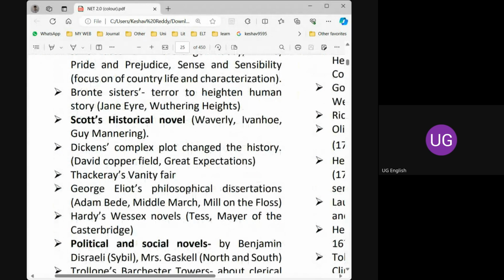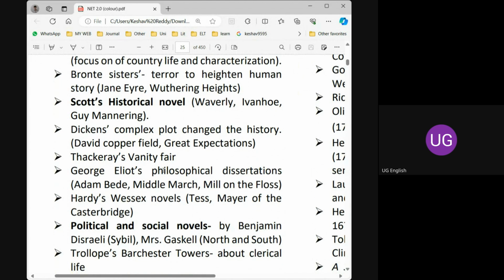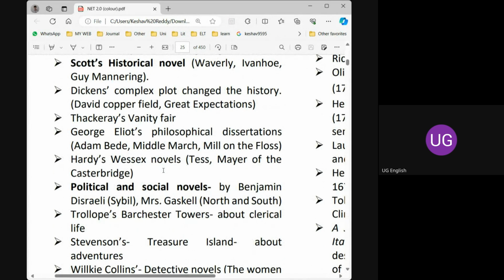And Scott's historical novel Waverley is very, very important. And Dickens' novels. David Copperfield is known as his autobiographical novel. Thackeray's Vanity Fair. Vanity Fair, the subtitle is also very important, A Novel without a Hero. And this has a connection with Bunyan's Pilgrim's Progress. So in this way, you need to just practice. Hardy's Wessex novels. Wessex novels are treated as regional novels.